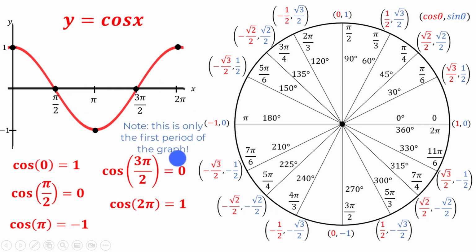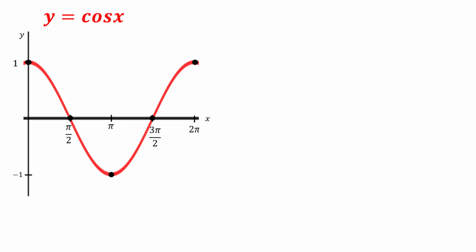Let's talk a little bit more about this graph. The graph of cosine is similar to the graph of sine, but there are some important key differences. Sine started at (0, 0) and increased from there. Cosine, on the other hand, starts its period at (0, 1) and decreases from there. So that's an important thing to remember. Sine starts its period at (0, 0) and increases. Cosine starts its period at (0, 1) and decreases.